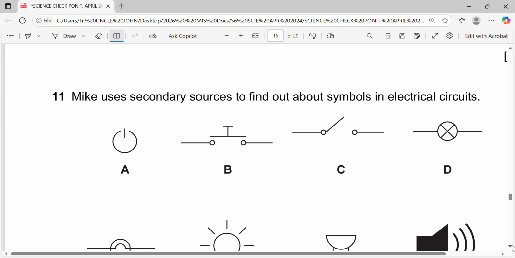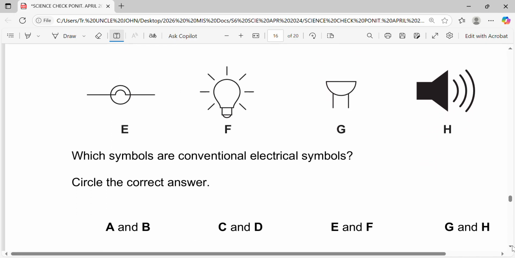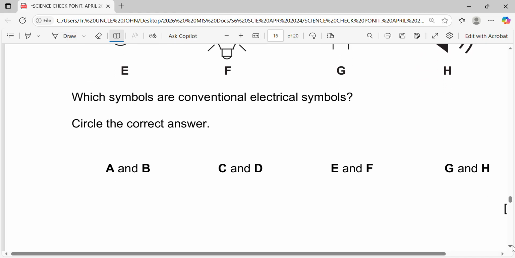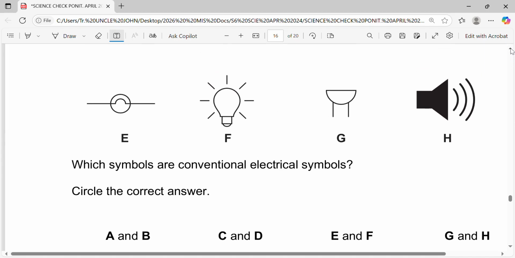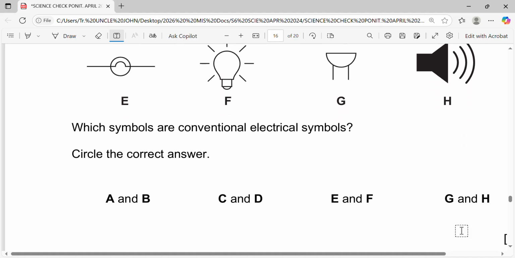Mike uses secondary sources to find out about symbols in electrical circuit. A, B, C, D, E, F, G, H. Which symbols are conventional electrical symbols? Circle the correct answer. The correct answer is supposed to be C and D. You see C and D. These are conventional electrical symbols. We'll circle this one.